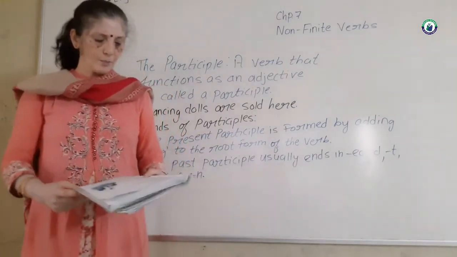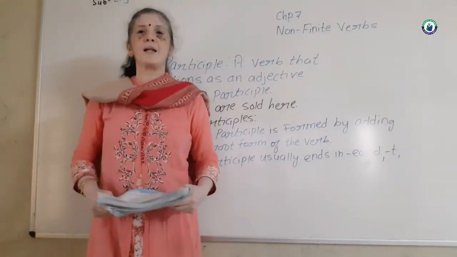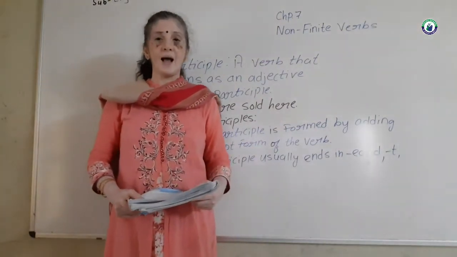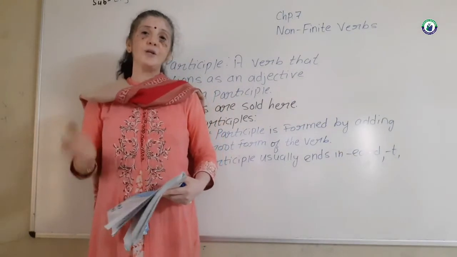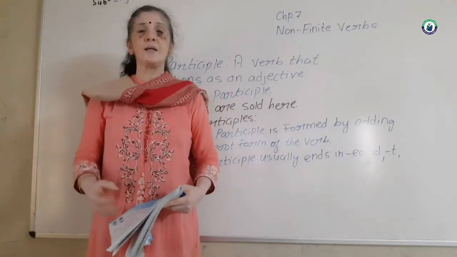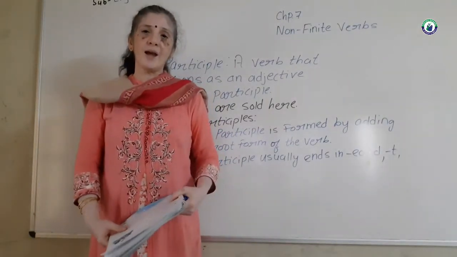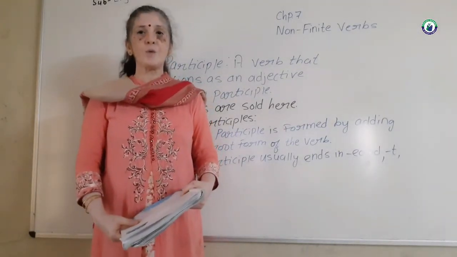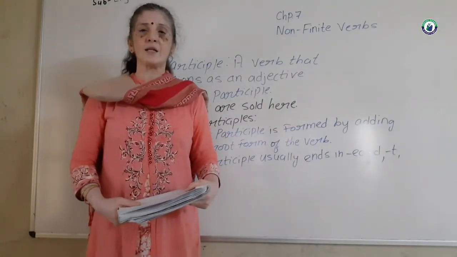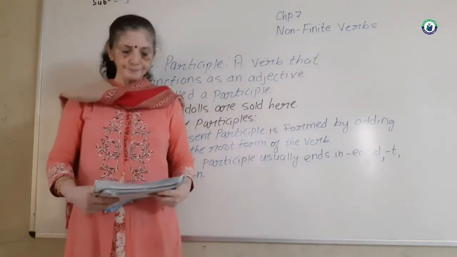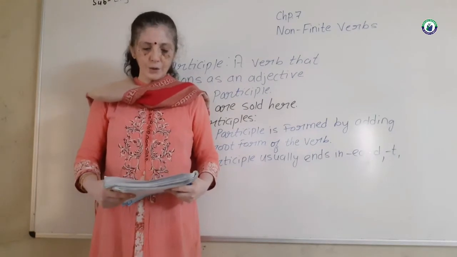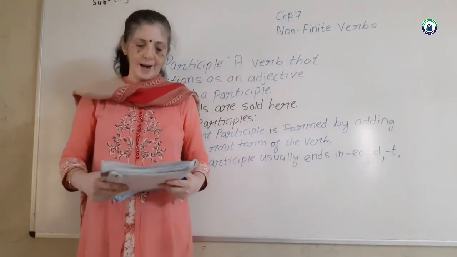Right? See in your book, dancing dolls are sold here. See here, dancing is a verb with the ing, but it is written before dolls, written before a noun. So it is describing the noun. The word which describes the noun is called an adjective. So here, a verb which acts like an adjective is called a participle. It also describes the noun doll, so it is performing the function of an adjective.